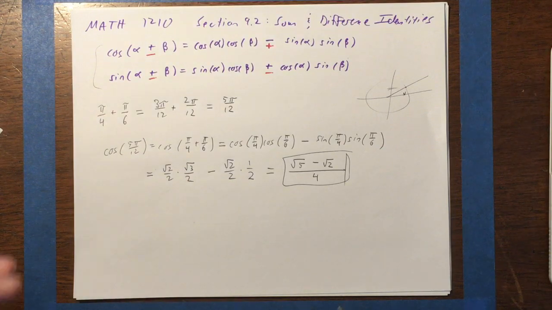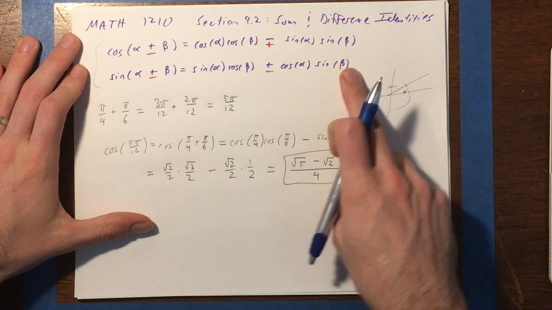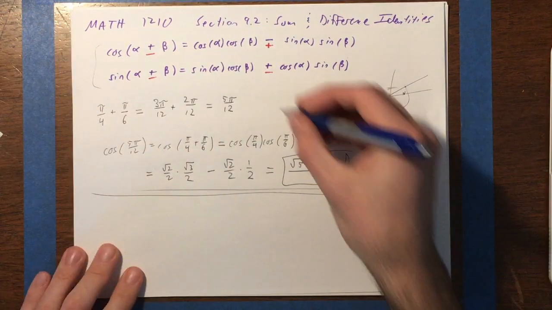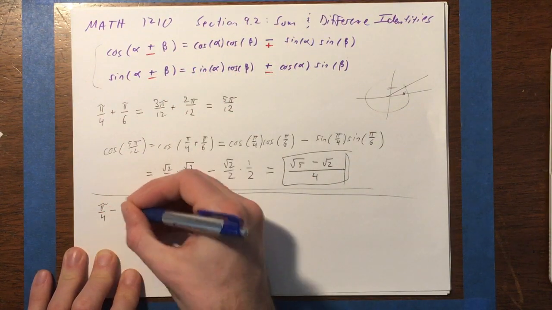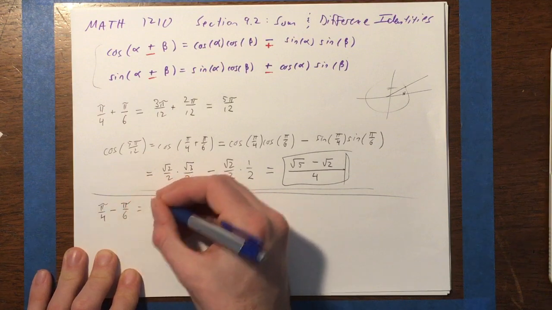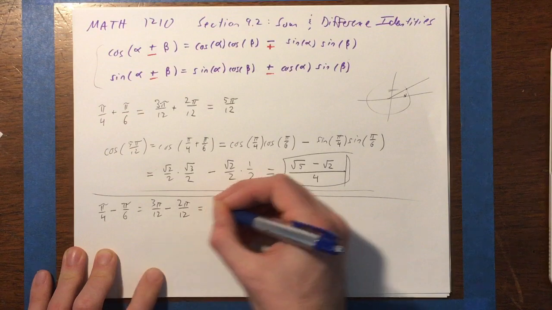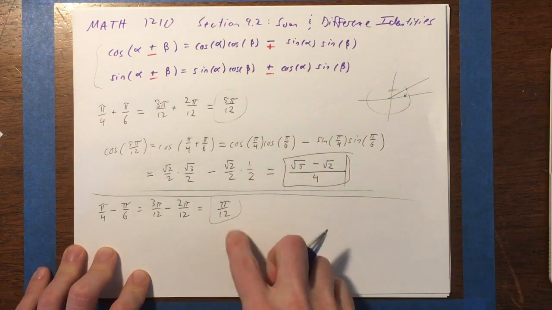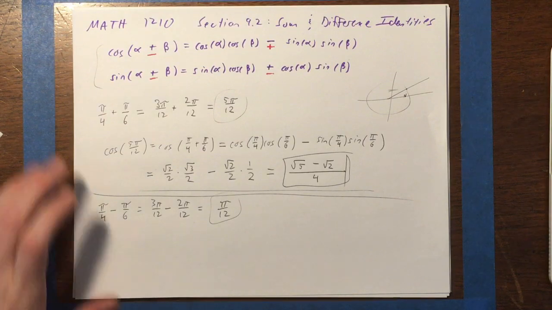You can also do the sine of 5 pi over 12 by applying this formula with the pi over 4 and the pi over 6. Let's just do one more. All right? So we got this by adding. What if you subtract pi over 4 minus pi over 6? Now we get 3 pi over 12 minus 2 pi over 12, and that gives us 1 pi over 12. Another angle that we did not previously have access to. And so now we can do sine and cosine of pi over 12.